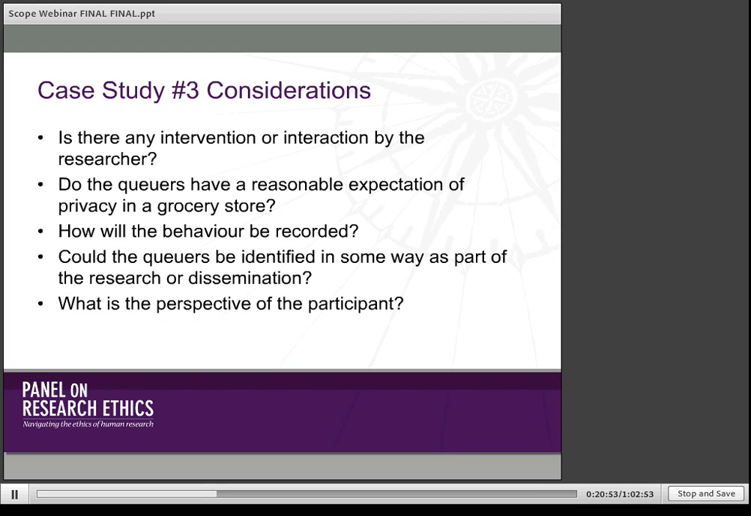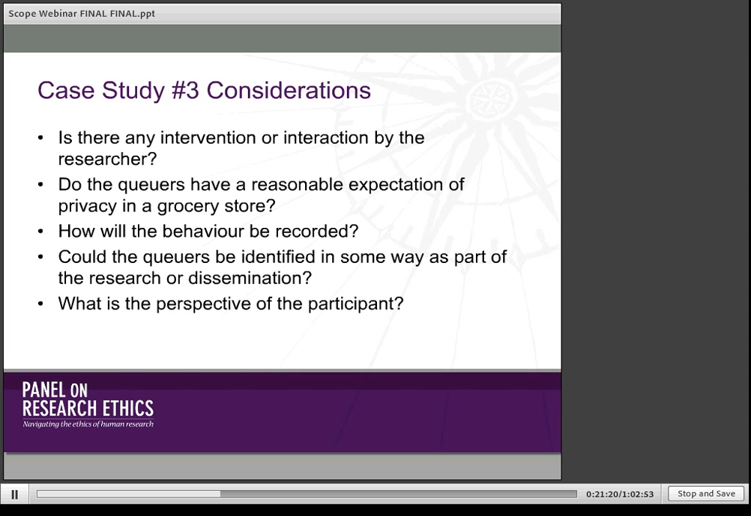And then finally, what is the participant perspective? Is the researcher exposing them to some kind of harm by performing this research? So if all these conditions are true, there's no interaction, there's no expectation of privacy, there's no identifiable data, there's no exposure to harm, then this research would not require REB review, as most of you figured out.